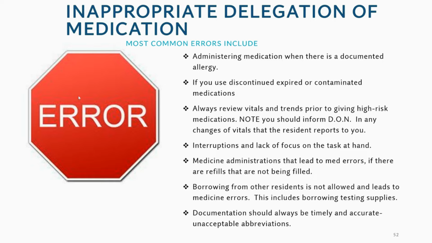Always review vitals and trends prior to giving a high-risk medication. You should inform your director of nurses or your administrator or your clinical liaison if there are any changes in vitals, such as glucose levels being really high or blood pressure being really high. You should also be informing the physicians so they can make adjustments to the medication, but not with a verbal order. They must send you a written order.